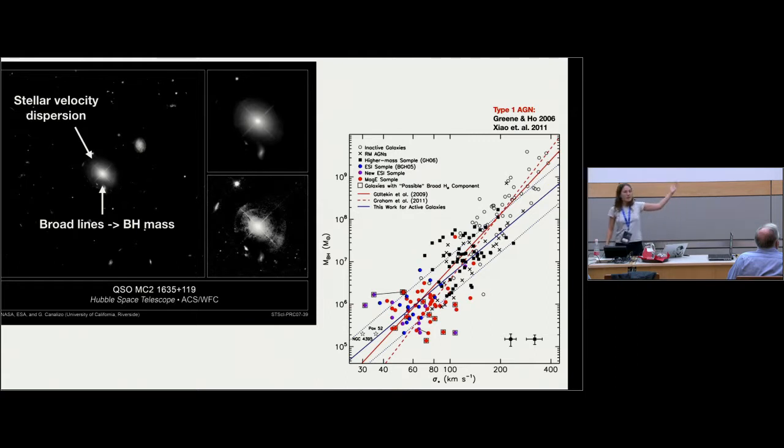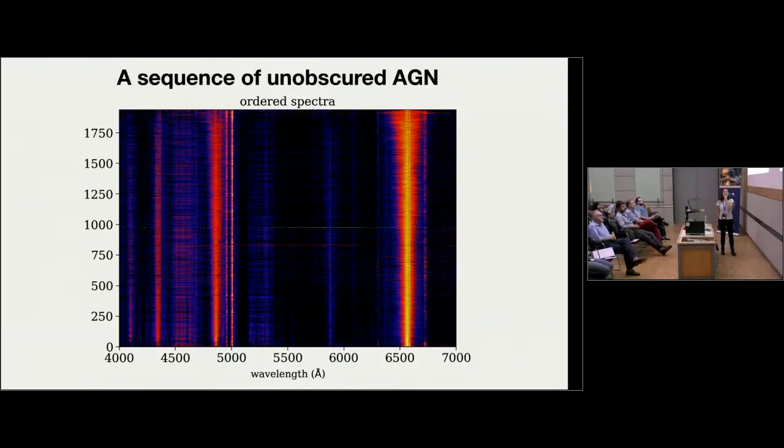But again, this is not something we can do at redshift of 2, of redshift of 4, of redshift of 6. And we want to be able to do things like this. And here comes the sequencer. So we have sequenced type 1 AGN, unobscured AGN from the Sloan Digital Sky Survey. This is the ordered spectra.